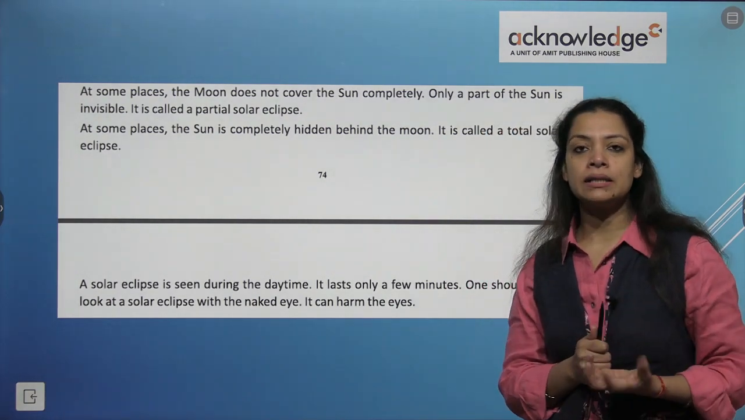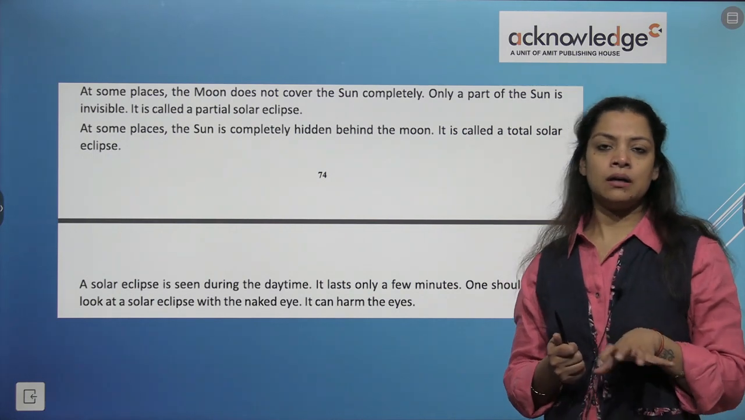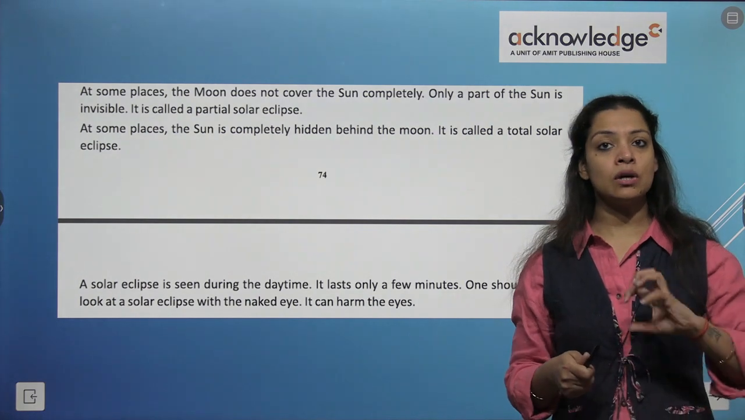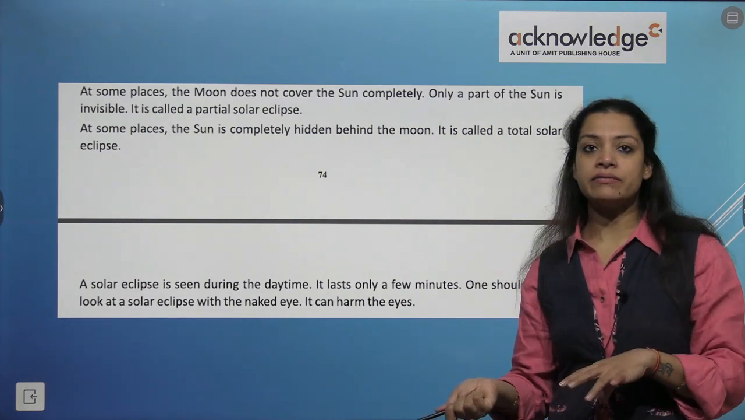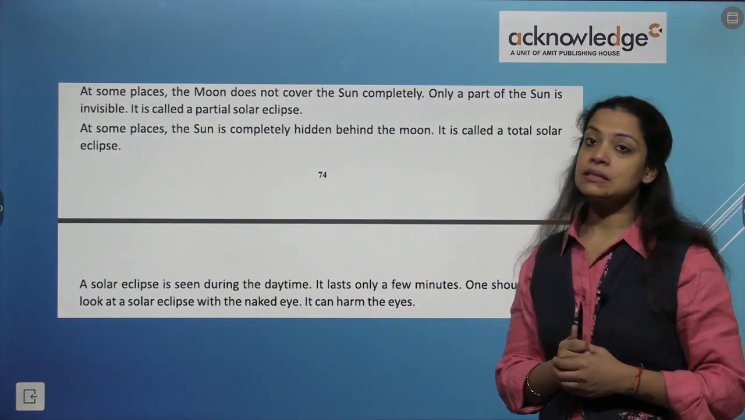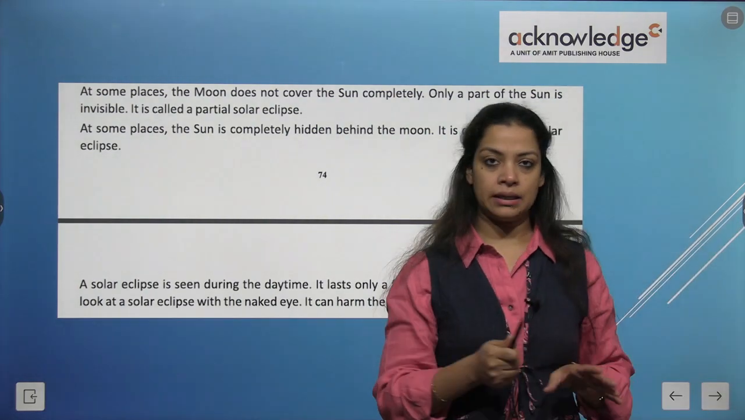तो कई बार हमने सुना है कि इंडिया में नहीं है, अमेरिका में है, या हमारे जोन में नहीं है. Why does it happen? Because sometimes it happens that moon does not cover it completely. So some part of it is visible, some part of the sun is invisible. So that is called partial solar eclipse. At some places the sun is completely hidden behind the moon and it is called total solar eclipse.